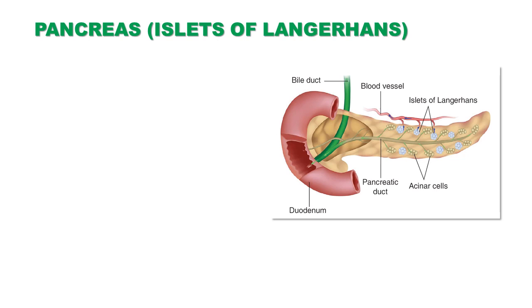Pancreas, islets of Langerhans. See the leaf-like gland present in the duodenum. You can see the pancreatic duct, acinar cells, islets of Langerhans and the blood vessels. Also you can see the bile duct in the picture.